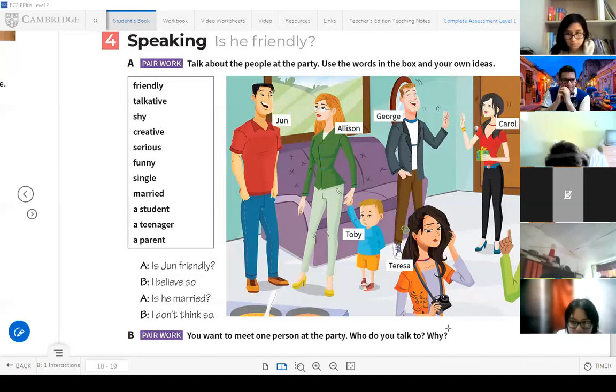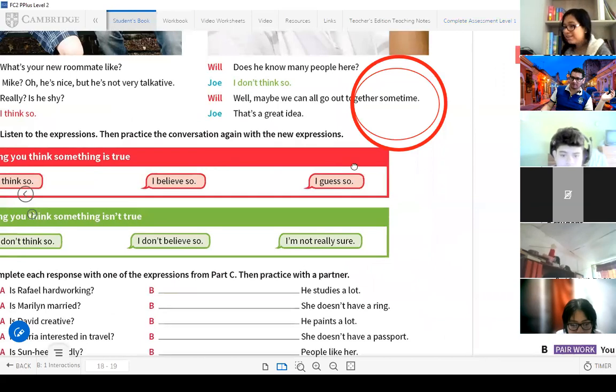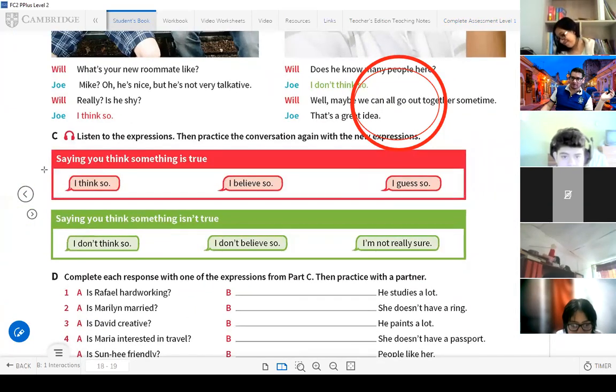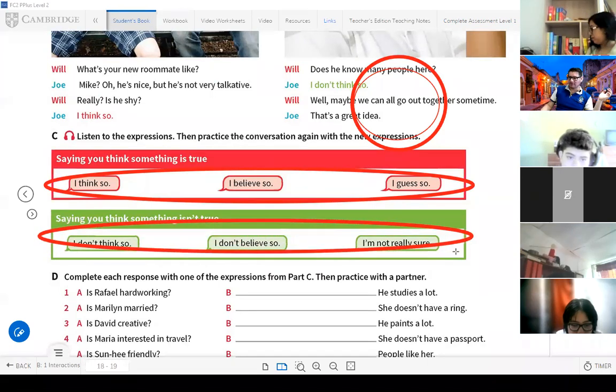Excuse me. Gianfranco, is George a student? No. Okay, but what do you have to use? Tienes que usar estas palabras que acabamos de aprender. Mira tu libro. I think so, I believe so, I guess so, I don't think so, I don't believe so, etc.